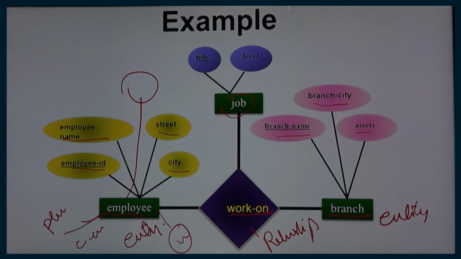So the third entity is job. Job has multiple attributes, job title, job label. So in this relationship, one employee can work in a single branch and should have a single job. So this relationship between all three is basically one to one.